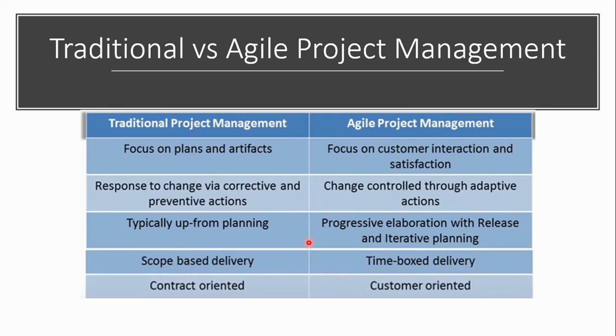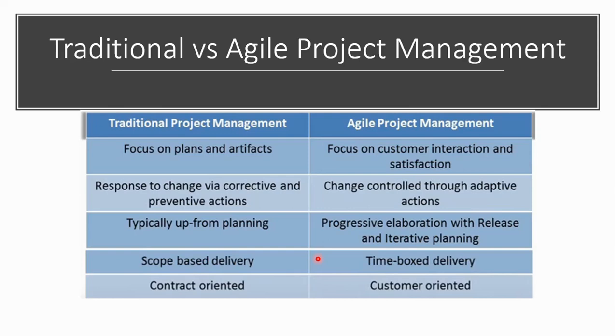More into scope-based delivery, where primarily the project manager's focus of attention will be on the scope. Here, your project manager's focus might be more on time-box delivery. I mean, within 2 weeks of your iterative cycle, you can deliver the planned set of actions from the product backlog that you have taken into this iterative cycle. More contract oriented, more customer oriented, because of the iterative nature of Agile project management.